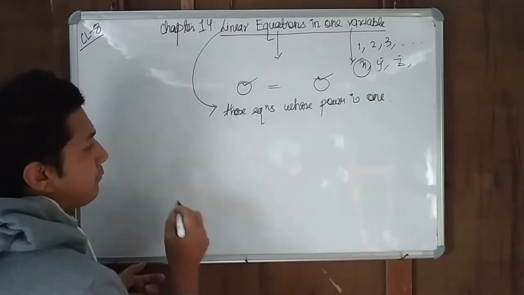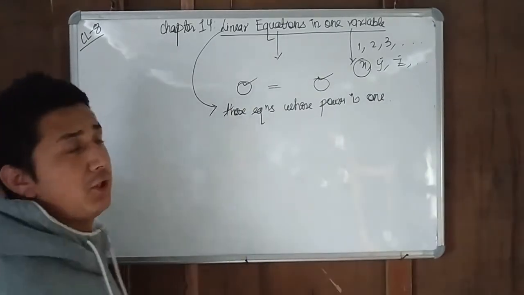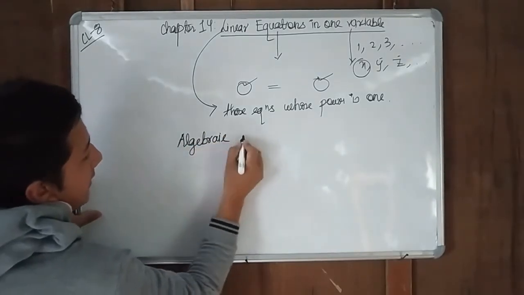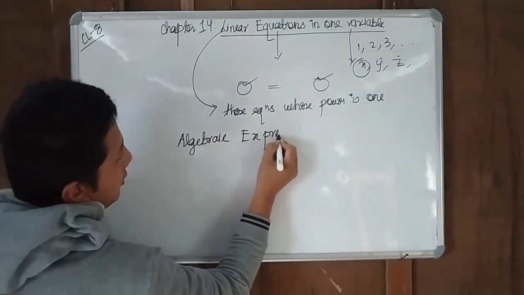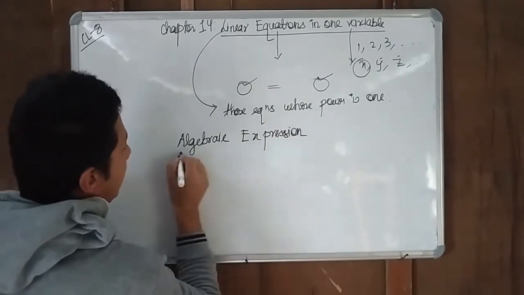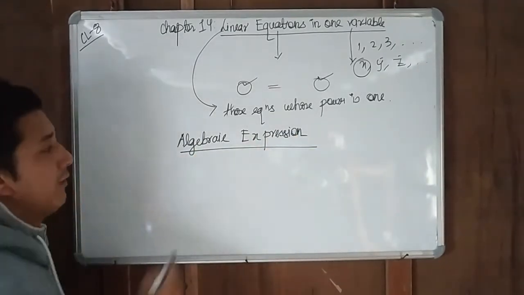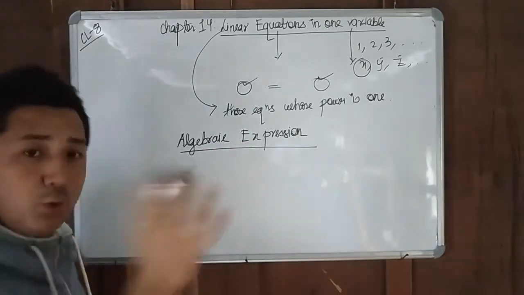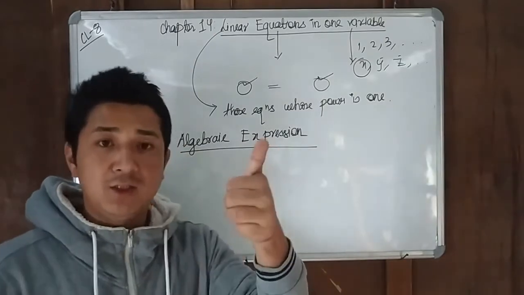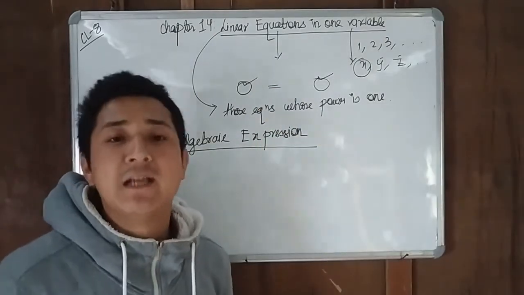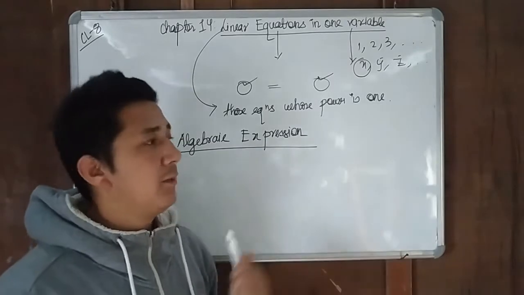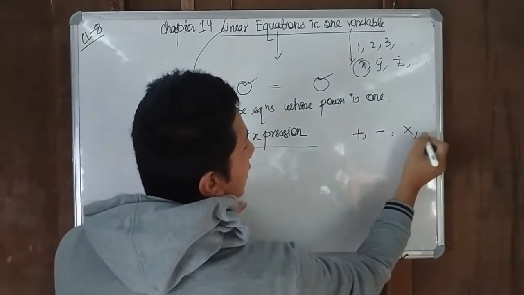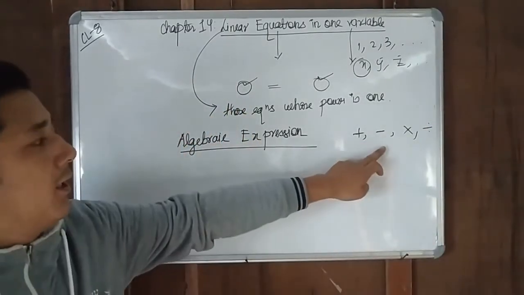First I'll start with algebraic expressions. Now boys, we have already done algebraic expressions in class 6. Algebraic expressions are those expressions which contain constants, variables as well as algebraic operations. Now what are algebraic operations? Plus, minus, multiplication, division, all these are algebraic operations.